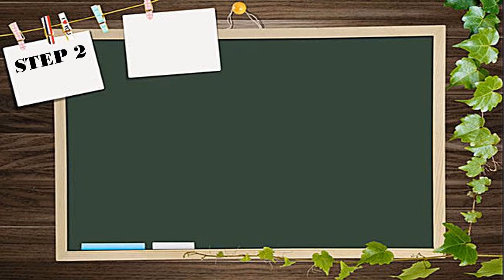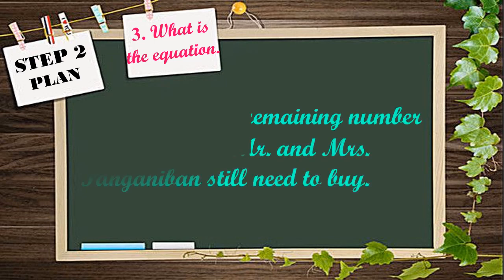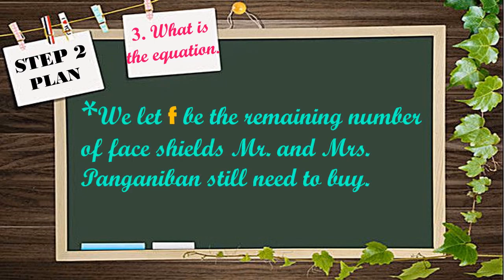Step 2. Let us plan. What is the equation to be used to solve the problem? We let F be the remaining number of face shields Mr. and Mrs. Panganiban still need to buy. So we are going to use variable F to serve as the remaining number of face shields that are needed to be bought.